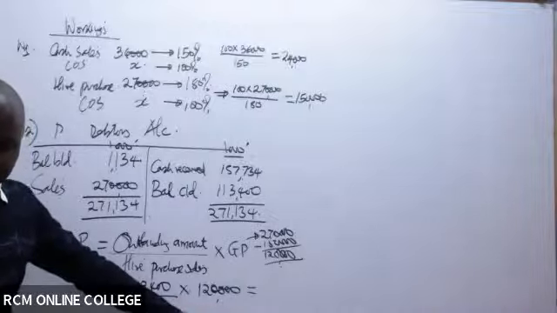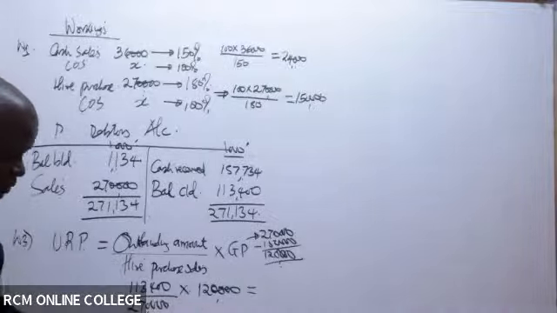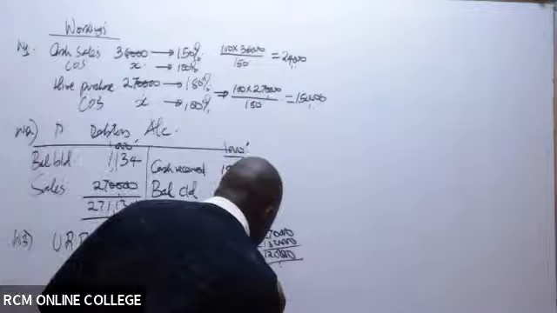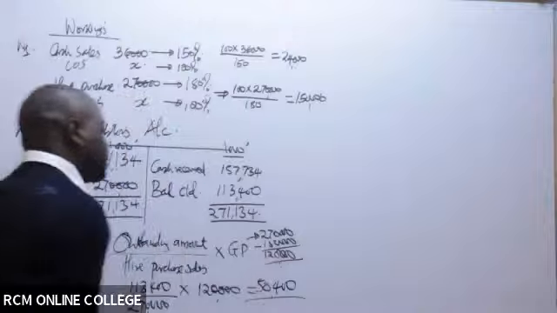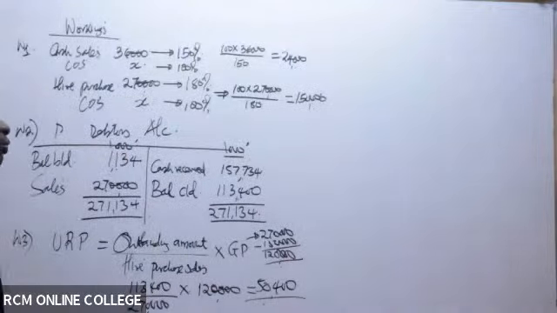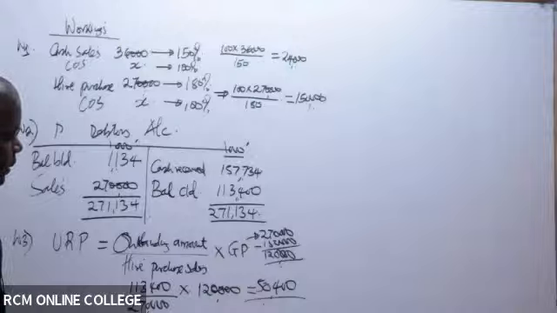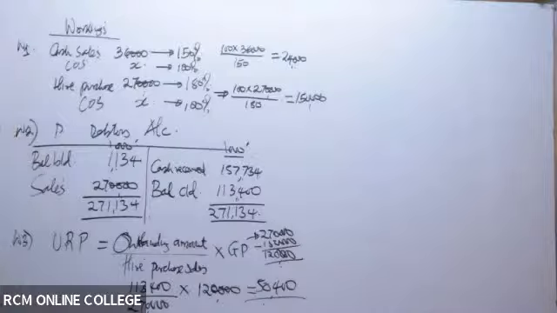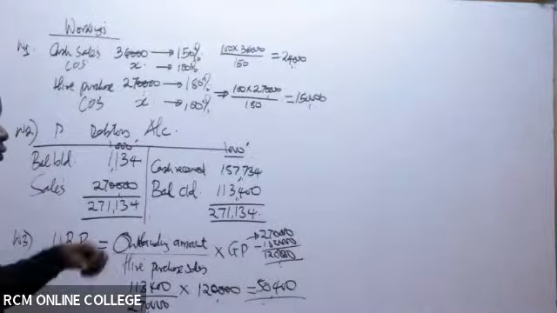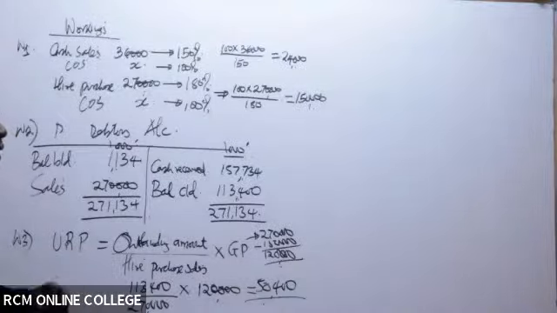So what is the amount you get here? It is actually 50,400. So that is the unrealized profit. When you come up with the income statement, because this profit you haven't been able to realize by the end of the year, it's like an expense you incur. So it will be part of the expenses when you are coming up with the income statement.